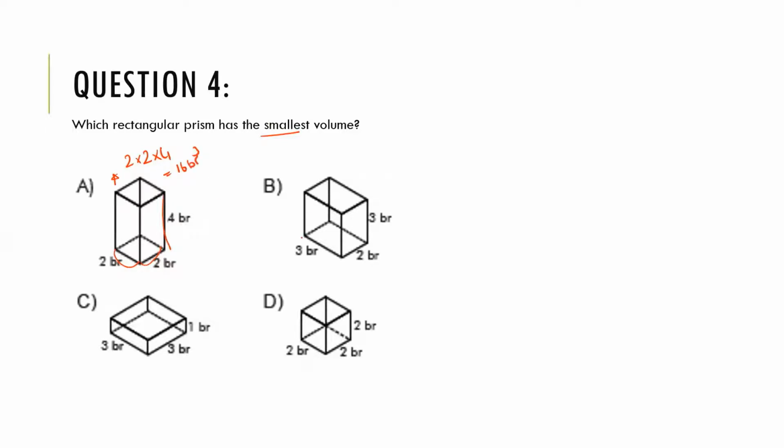Here, we should multiply all of them again. 3 multiplied by 2 multiplied by 3 is 18 unit cubes. And here, 2 multiplied by 2 multiplied by 2 is equal to 8 unit cubes. And here, 3 multiplied by 3 multiplied by 1 is equal to 9 unit cubes. The answer is D.